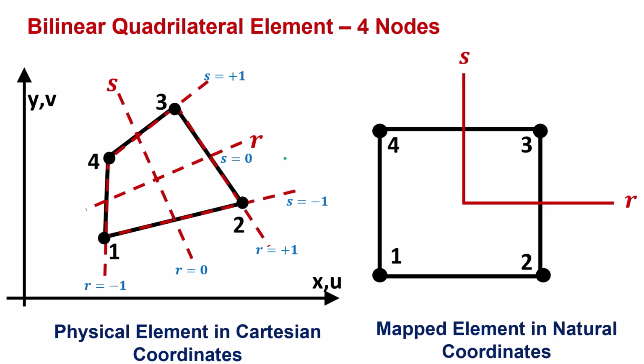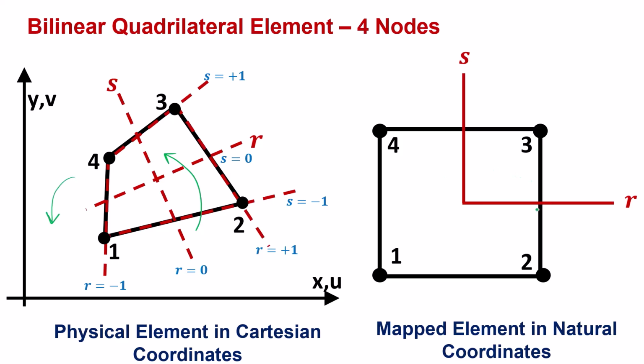On the left, we have the physical element in Cartesian coordinates. It can be skewed or irregular, but the key point is that the nodes are always numbered in a counterclockwise direction. So 1, 2, 3, and 4, counterclockwise direction.